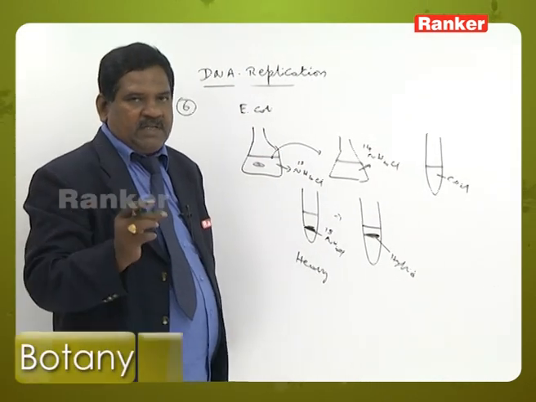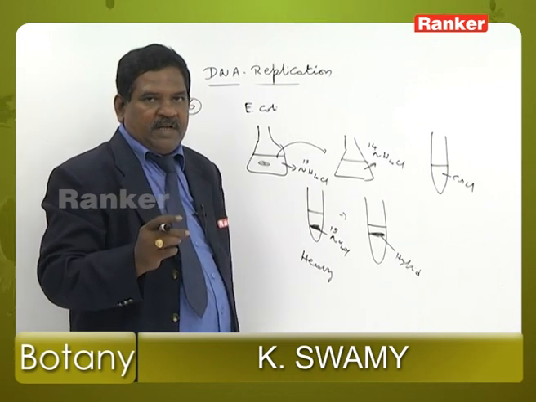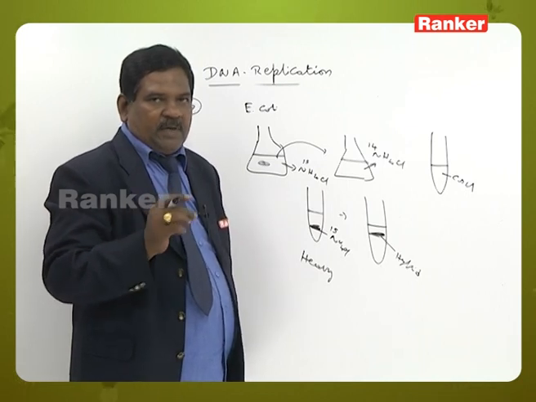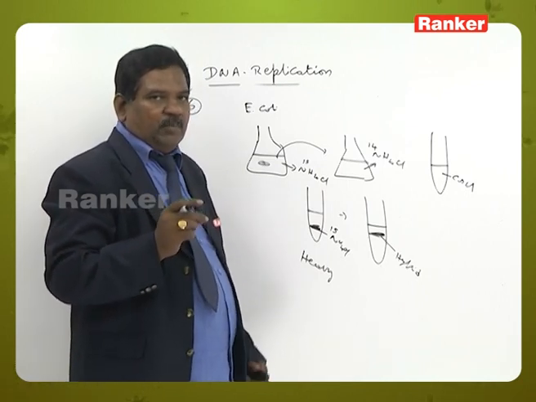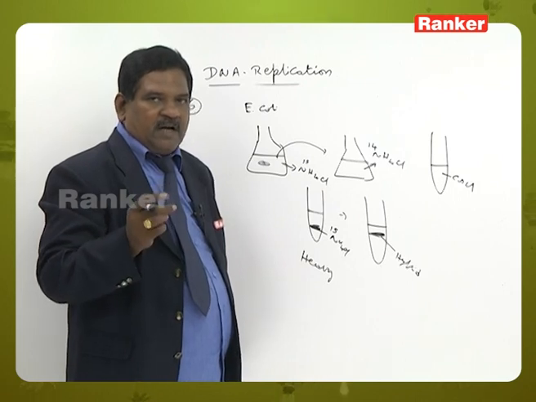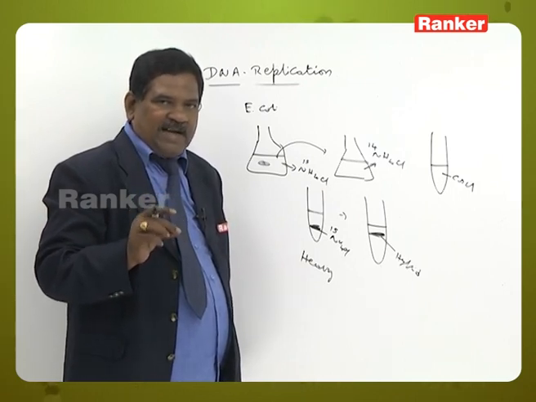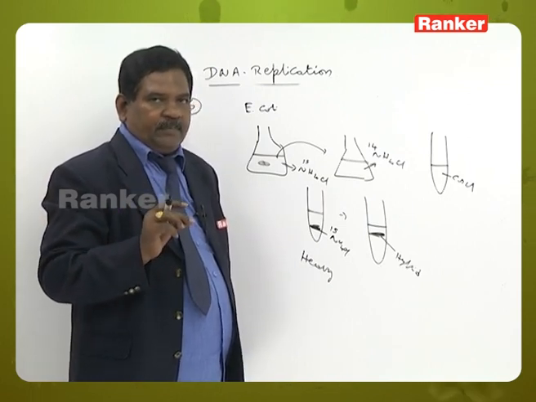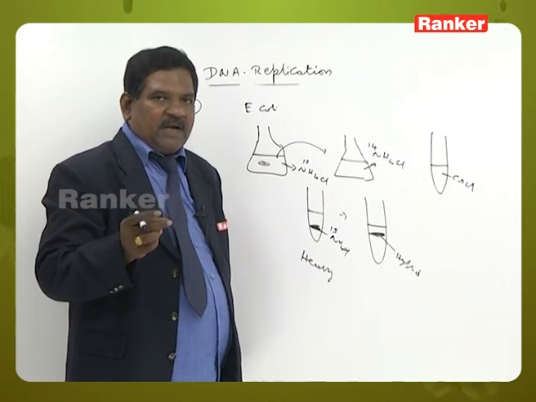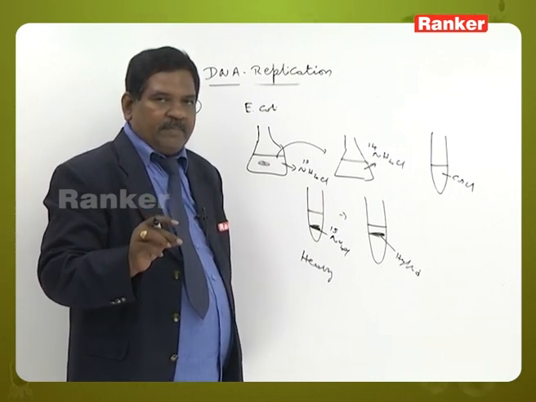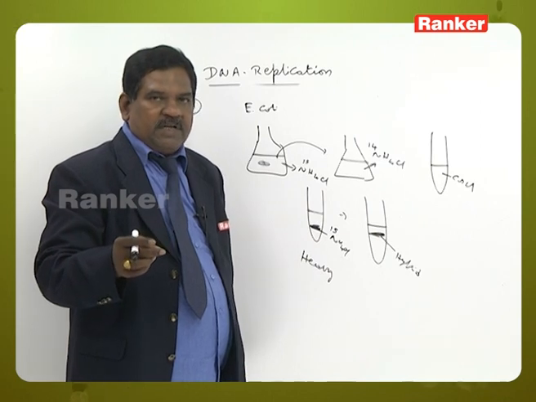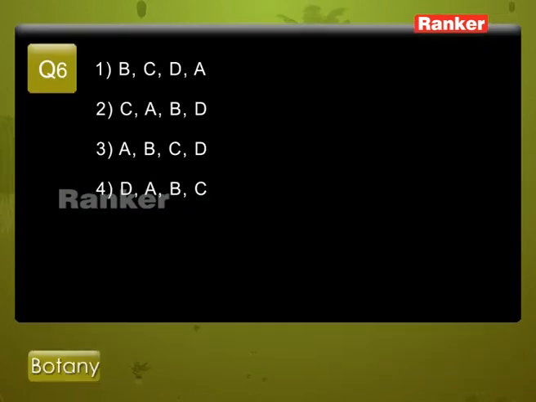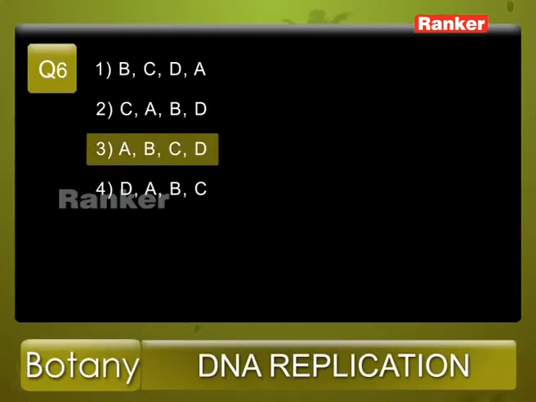So the sequence of the various steps in the experimental proof of the semi-conservative method of DNA replication: first, culturing of the bacterium on medium with N15-containing ammonium chloride, and N15 is incorporated in nucleic acids and proteins, that means all the nitrogen-containing molecules. Then shifted to another medium containing N14 ammonium chloride, and then subjected to centrifugation in cesium chloride medium. So the correct answer is 3, A, B, C, D.